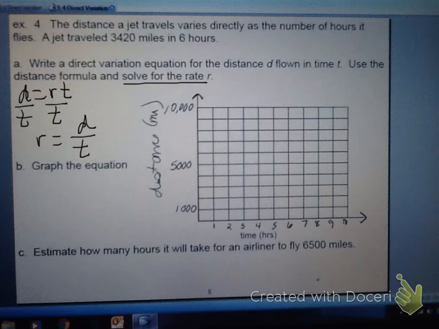Now, let's put in what we know. A jet traveled 3,420 miles in 6 hours. So that is going to be rate is equal to 3,420 divided by 6. And 3,420 divided by 6 is 570. So the rate is 570. And that's 570 miles per hour.